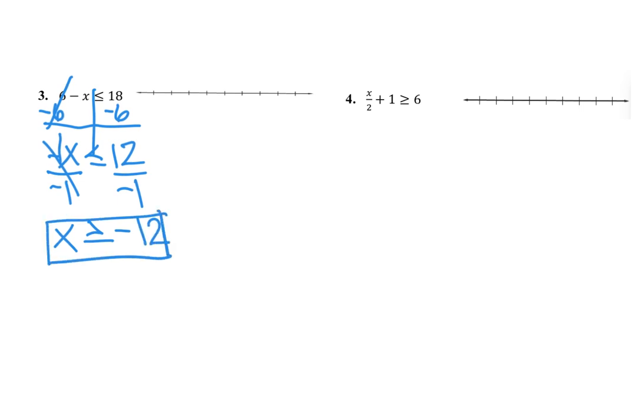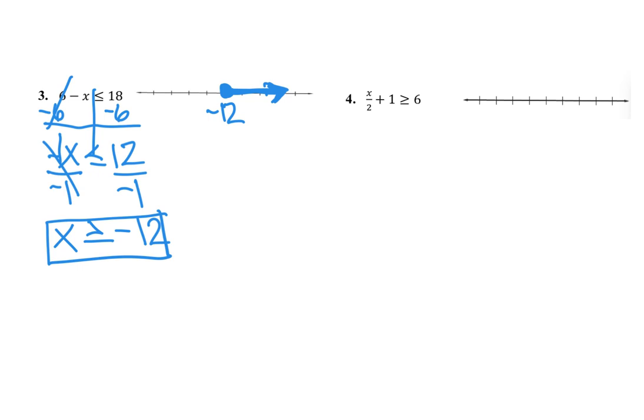So now let's find negative 12 on the number line, and it's greater than or equal to, so we're going to have a closed dot, and then we're going to the right. So the solutions are anything that is.